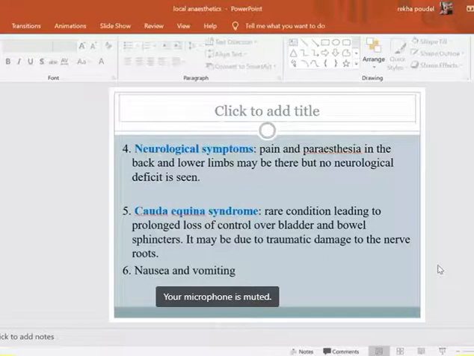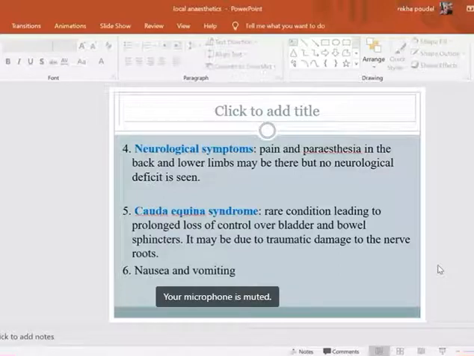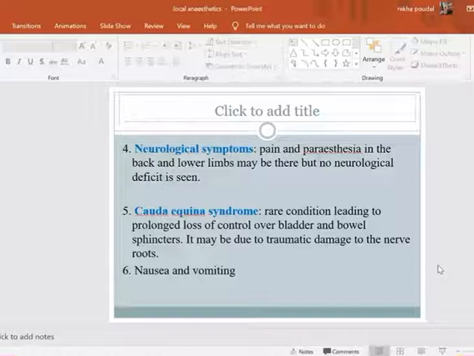Another important and rare complication is known as cauda equina syndrome. Cauda equina syndrome occurs when the nerve roots of the cauda equina are compressed, and it will disturb the motor and sensory function of the lower extremities, as well as bladder and bowel habits. It is a rare condition leading to prolonged loss of control over bladder as well as bowel sphincter. So a patient having cauda equina syndrome will have incontinence of urine as well as fecal incontinence, and it may be due to traumatic damage to the nerve roots of the cauda equina. Sometimes the patient may also complain of nausea and vomiting after spinal anesthesia.